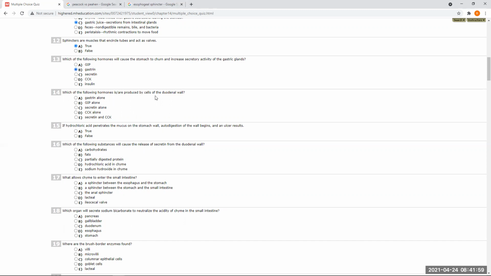Which of the following is produced by cells of the duodenal wall? Now, the duodenum is part of the small intestine. Secretin and CCK, cholecystokinin and secretin. So this is one that you just have to know. It's a memory recall one.